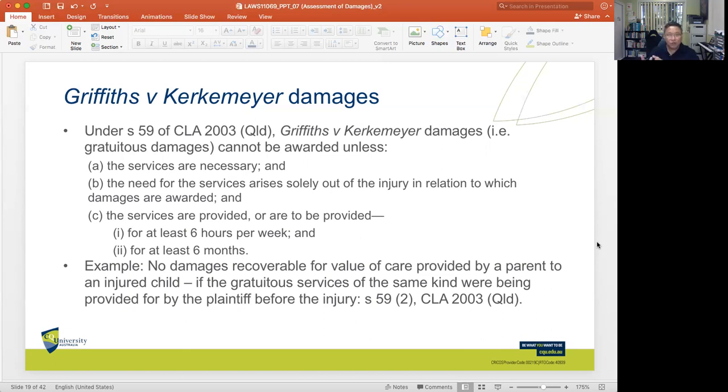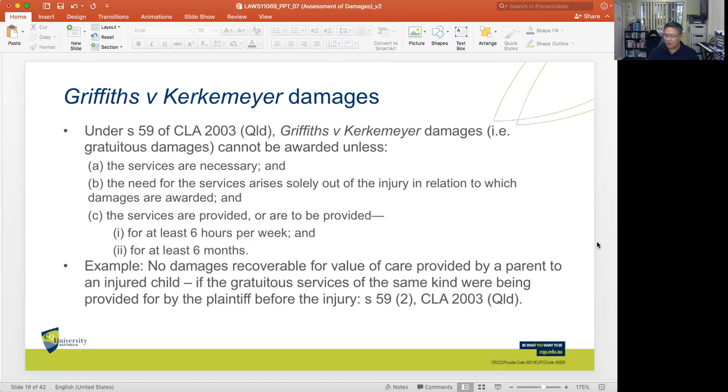The answer is no, because in that particular case, the services had already been there, had always been there, and would have been provided regardless of the injury. So following the rule under Section 59, Griffiths versus Kars damages cannot be awarded. So no damages would be recoverable for the value of care provided by a parent to an injured child if the parent had always been providing those services to the child anyway.